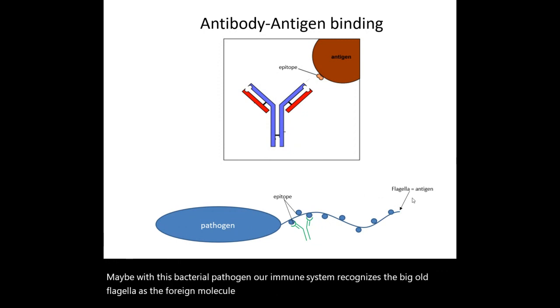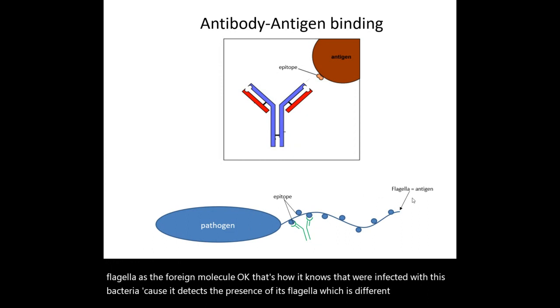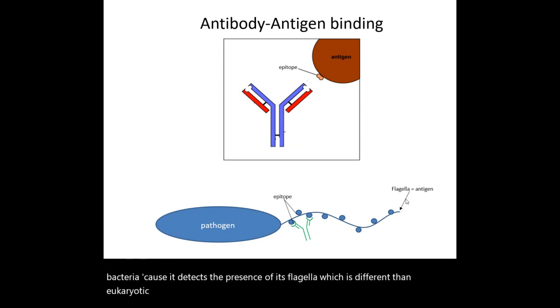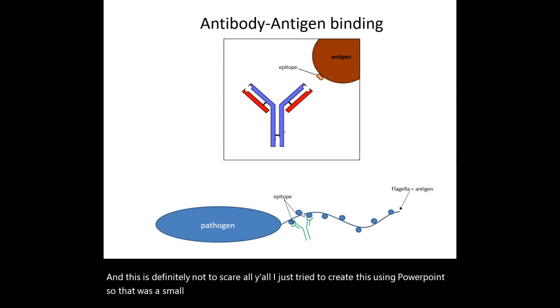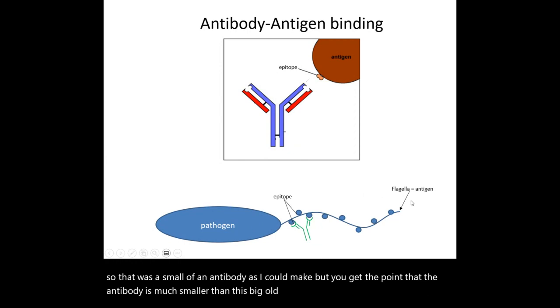Okay, that's how it knows that we're infected with this bacteria, because it detects the presence of its flagella, which is different than eukaryotic flagella. But look how big that flagella is compared to one antibody. And this is definitely not to scale, y'all. I just tried to create this using PowerPoint, so that was as small of an antibody as I could make. But you get the point that the antibody is much smaller than this big old flagella, which is the antigen.